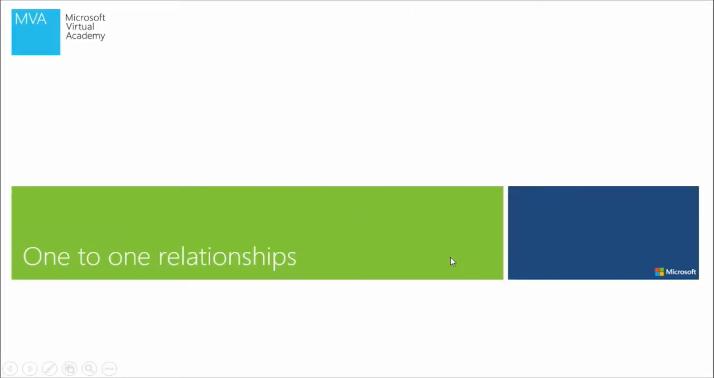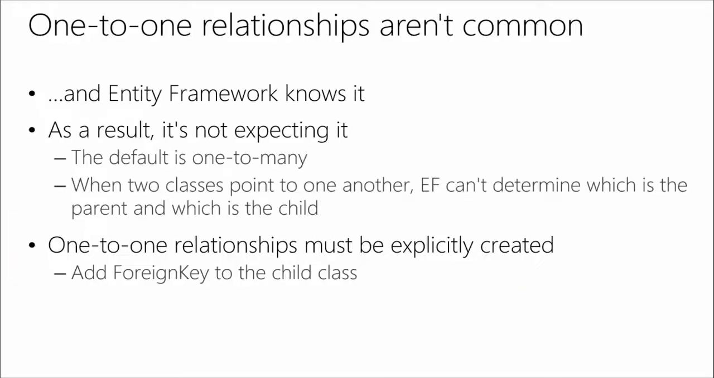Now then, let's roll forward into one-to-one relationships. The theme of the day really has been that Entity Framework, by developers for developers, knows what's coming. One-to-one relationships, they're not common, right, Adam? Correct. I know they're not common. Who else knows? The audience knows. And then last but not least, Entity Framework knows it. And so as a result, it's not expecting one-to-one relationships.